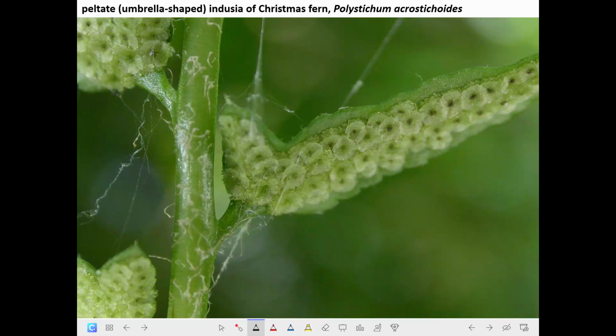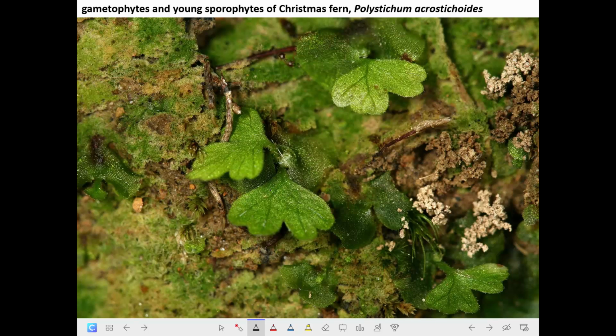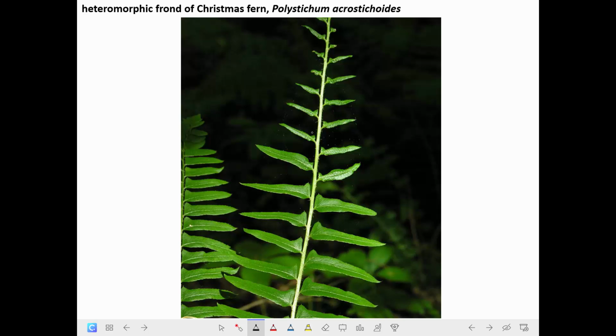This is another picture of the peltate indusia. It's showing a lot of these young sporangia of Christmas fern. And here's Christmas fern gametophytes. And here's the top portion of the Christmas fern showing that it has a hemidimorphic frond type, where these suddenly sharply smaller leaflets are the ones that bear spores, and the other ones below are the vegetative ones.